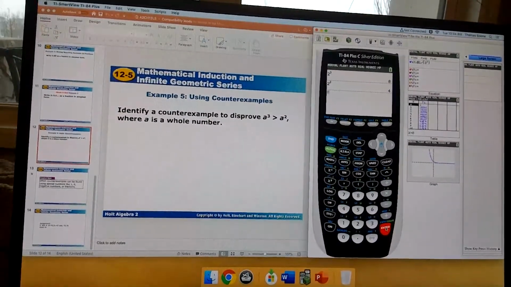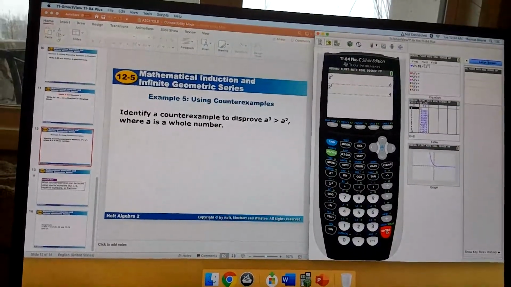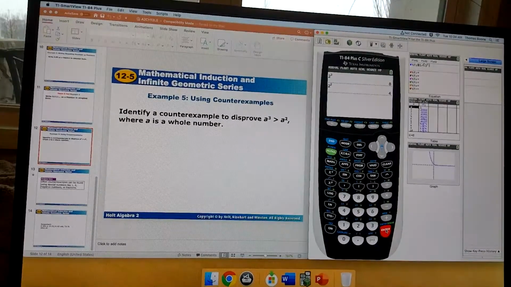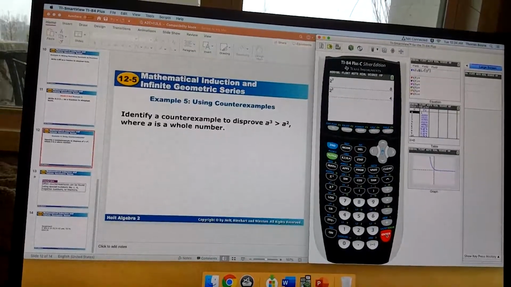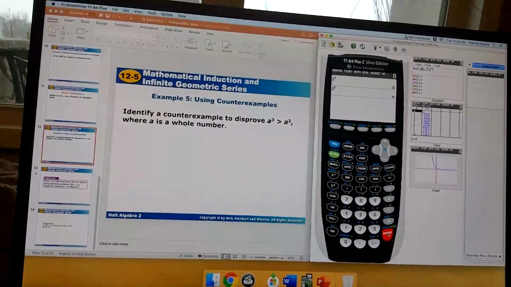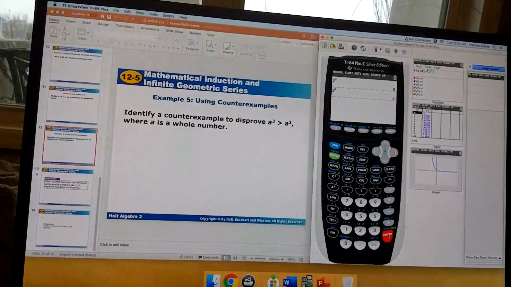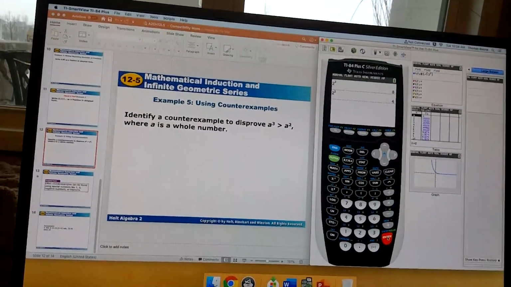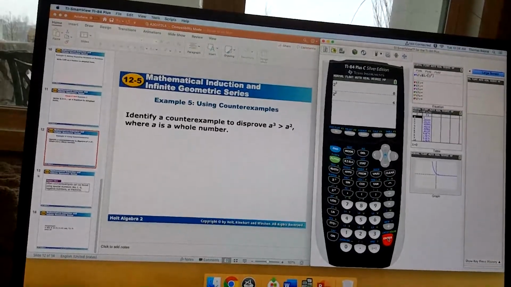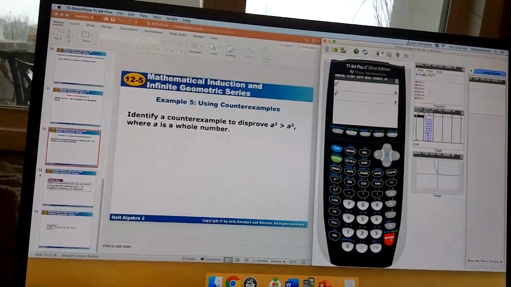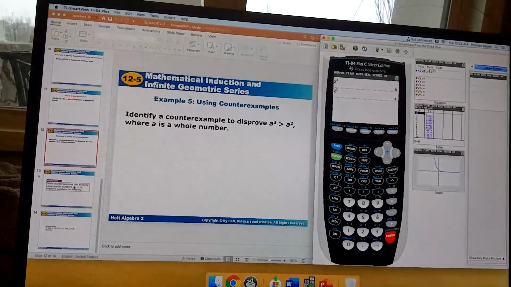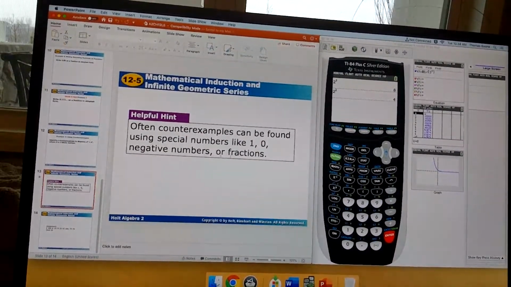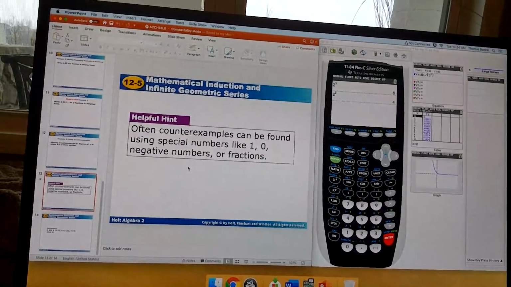Well, think of some numbers that you could have here. You could always put 0, because 0 cubed is the same as 0 squared, so it's not actually greater than. You might actually do a negative number. Negative 1 cubed is negative 1, and negative 1 squared is 1, and that's not greater than. So a good piece of advice when you're looking for a counterexample is to always try to find numbers like 1, 0, negative numbers, fractions. Those are usually where your exceptions are.